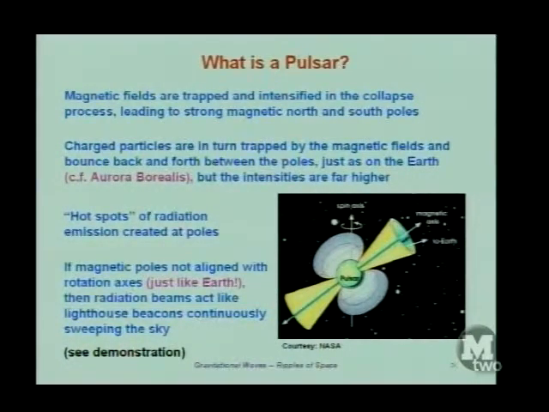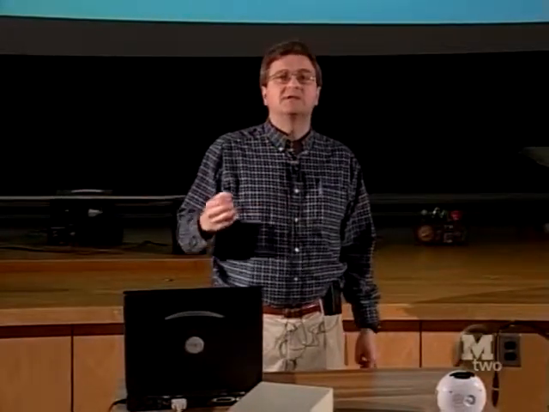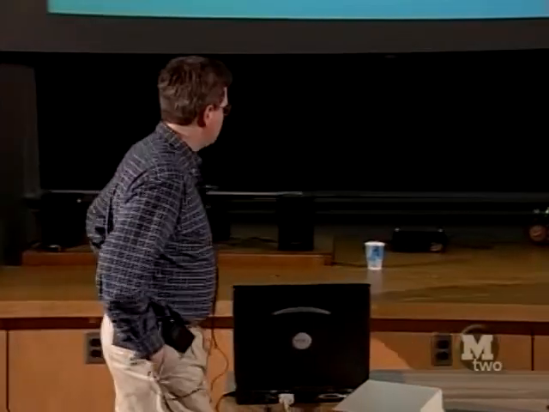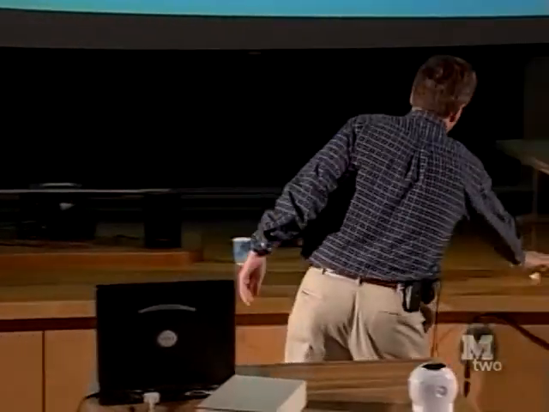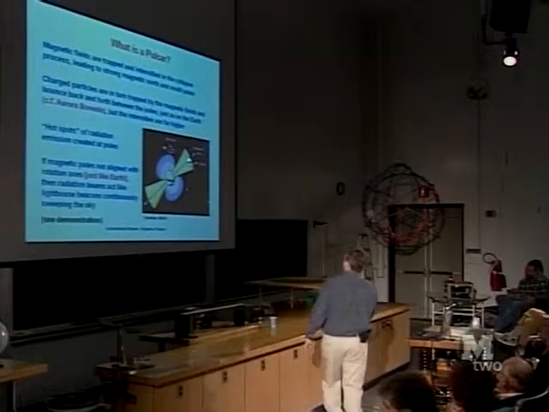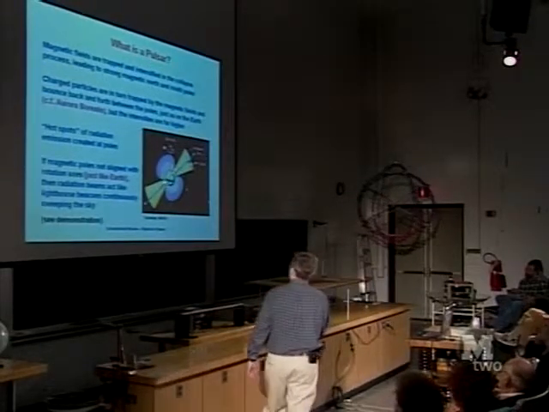And just like we have charged particles here on the Earth that oscillate back and forth between the north and south magnetic poles, creating what we call the northern lights or the aurora, we have the same sort of phenomenon on a neutron star, but with a much higher intensity. That creates hot spots of radiation at the poles of the neutron star, the magnetic poles of a neutron star, as indicated here. So you have a hot spot here and a hot spot there.